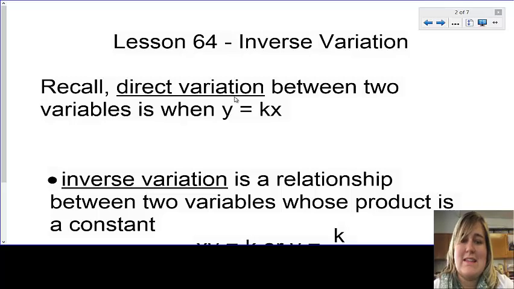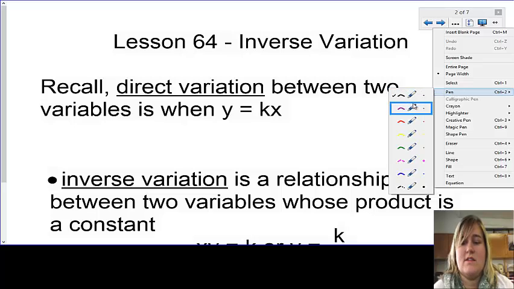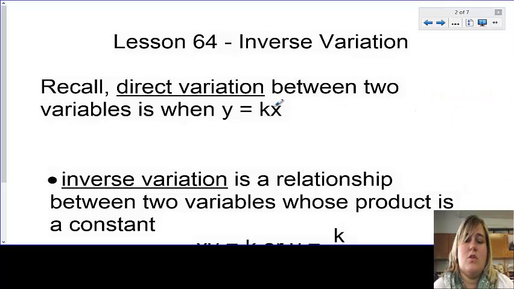What we're talking about today is lesson 64, inverse variation. Recall, direct variation between two variables is when y is equal to kx. That is an equation that you should already be very comfortable with. We've used it for a while now, several lessons, so you should know this equation.